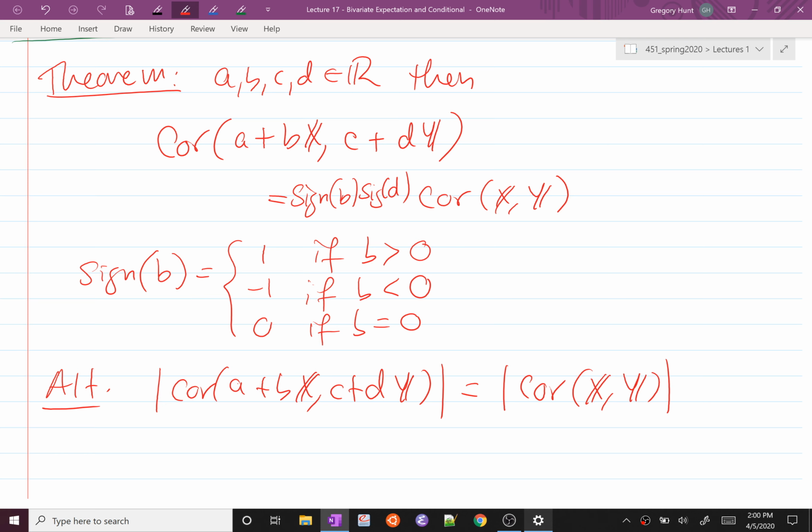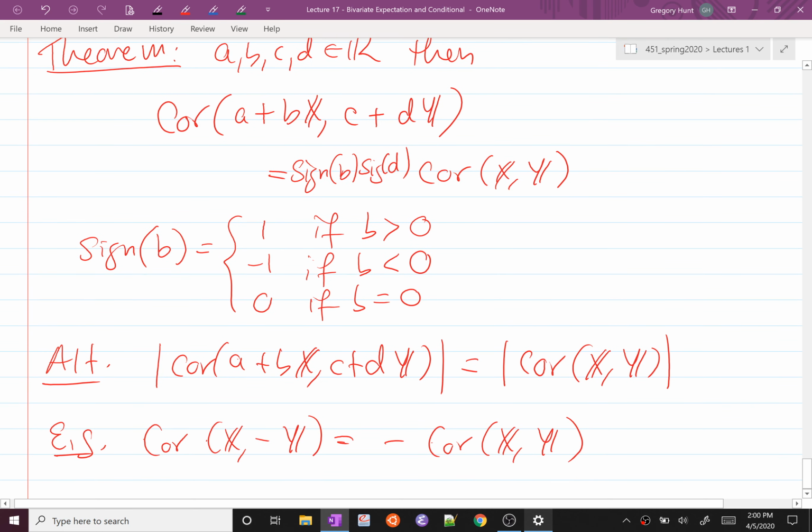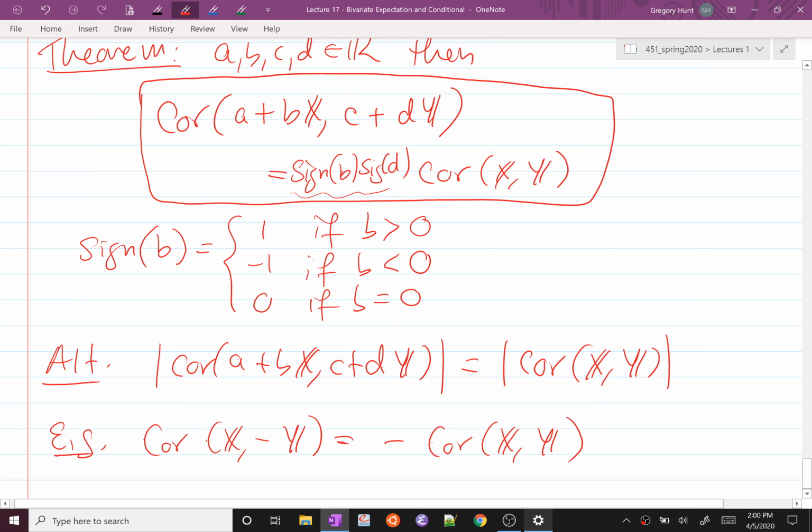Right? If I flip the sign of X, my correlation will change. If I flip the sign of Y, my correlation will change. Right? So let's say, for example, the correlation of X and negative Y is negative the correlation of X and Y. Right? So I have to flip the sign. I would flip one of the variables. That's why I have this multiplication of the sign of the variable out front. Alternatively, it says up to a sign, the correlation of A plus BX and C plus DY is the same thing as the correlation of X and Y. We don't actually care. Up to the sign, they're exactly the same.